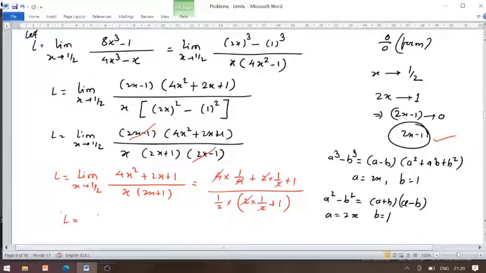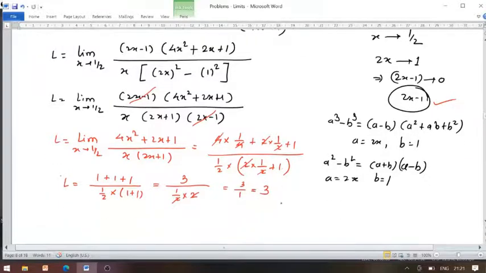So after all simplifying, we get 1 plus 1 plus 1 over the numerator, while half times (1 plus 1) over the denominator. So 1 plus 1 plus 1 becomes 3, half times (1 plus 1) is 1. So 1 getting cancelled, we are having 3 by 1, which means 3. So the value of the given limit L is 3.